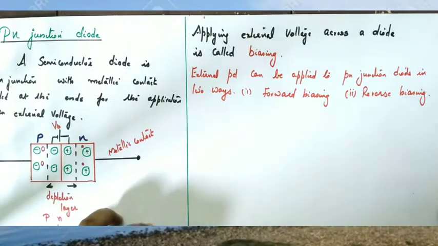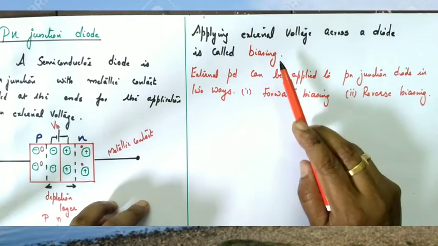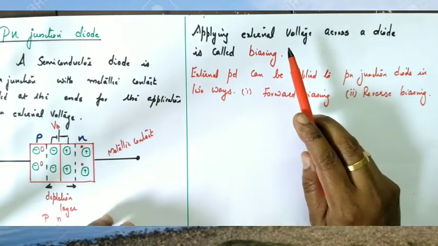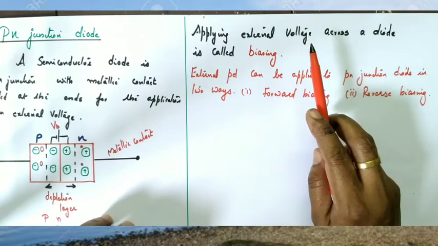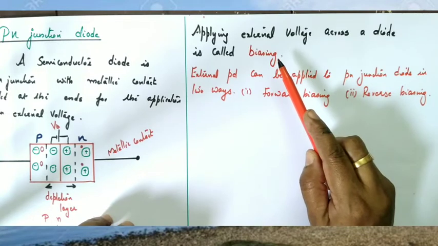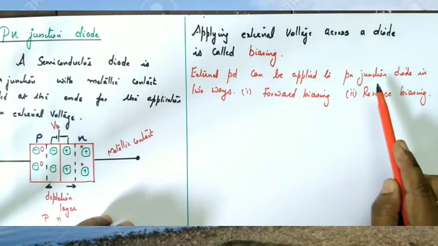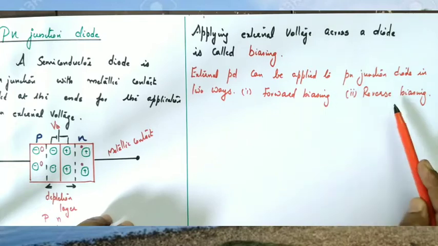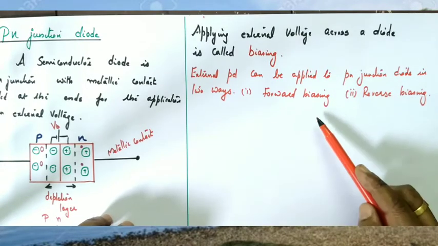Now, applying external voltage across a diode is called biasing. A diode works only if an external voltage is applied across the device. So, applying external voltage across the diode is called biasing. An external potential difference can be applied in two ways. First one, forward biasing, and second one, reverse biasing. We can discuss one by one.